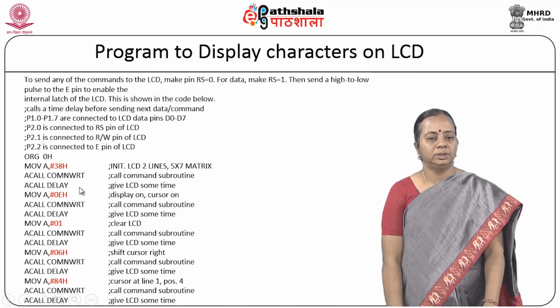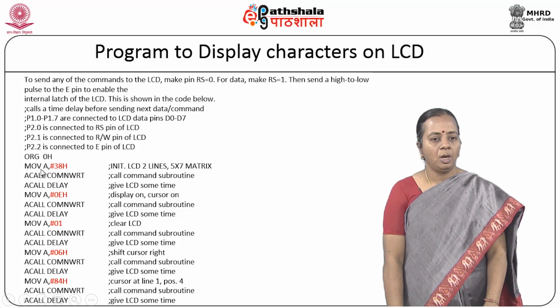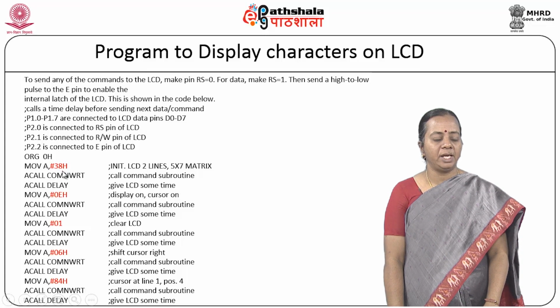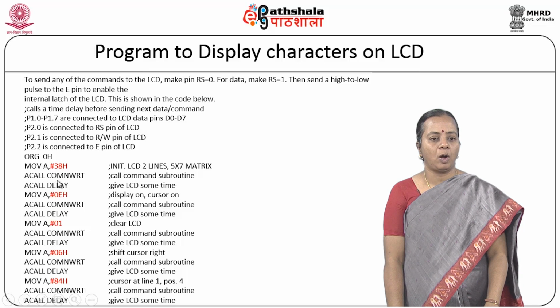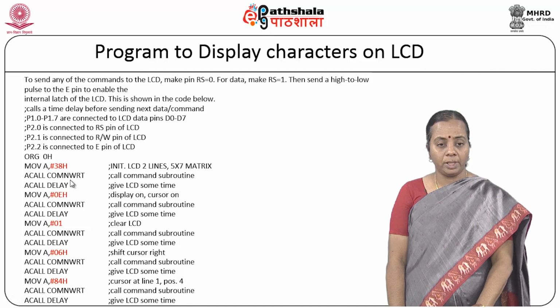Now, this is a sample code where ORG 0 starts at location 00. Now, MOV A, #38H. So, this #38H I am sending as a command to this particular LCD. This command says that the LCD should have a 2 line display with a 5 by 7 matrix. This has to be informed to the LCD, and for that I am calling a particular subroutine which does this task.